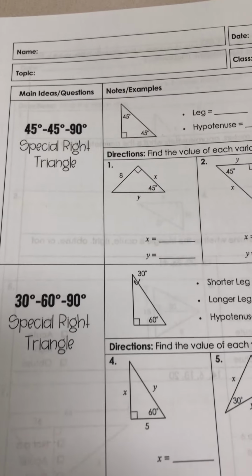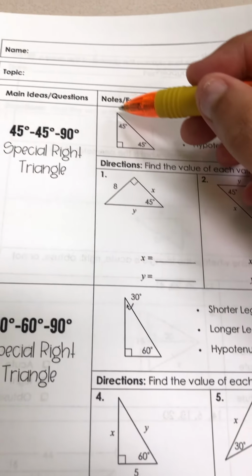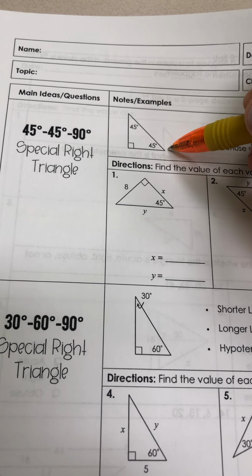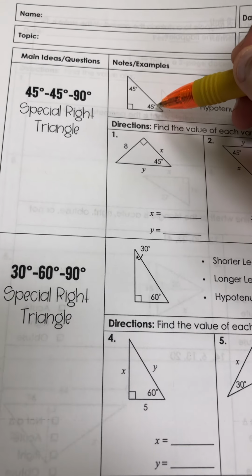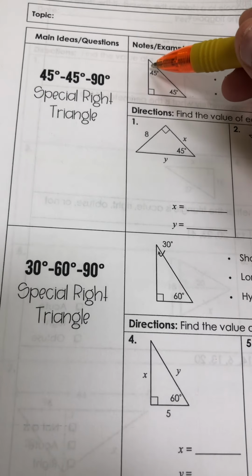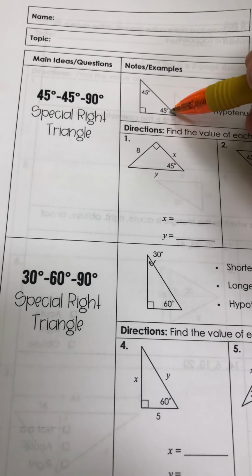So our today's topic is 45-45-90 special right triangles and 30-60-90 special right triangles. A 45-45-90 special right triangle means that in a right triangle, one of the angles is 90 degrees and the other two angles are 45 and 45. This is also called an isosceles right triangle because the base angles are the same.